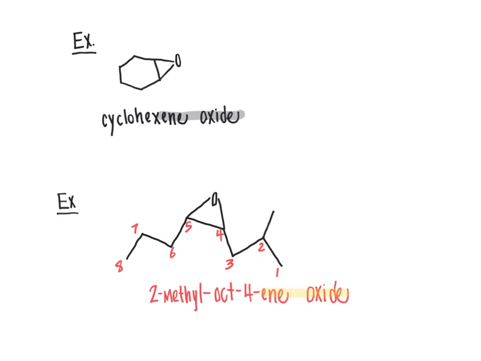So this is your summary of how to go about determining the common names for epoxides. You should be able to either take a name and convert it into a structure, or take a structure that you're given like we've done here and convert it into a common name at this point.